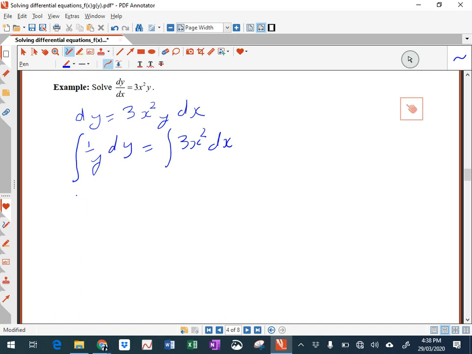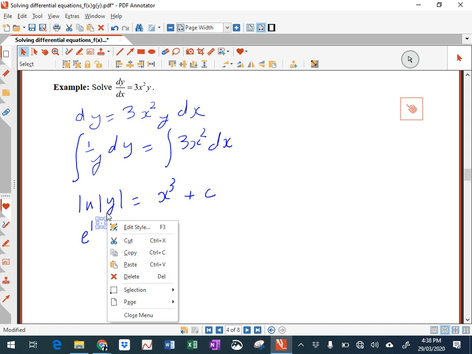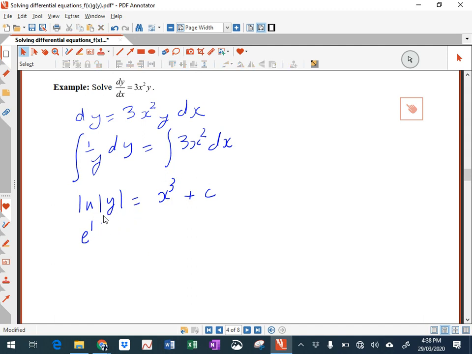Now, that's going to be log of mod y equals x cubed plus c. Now, raise both sides to e. So you're going to have e to the log, e to the log, no, this pen is malfunctioning, very sensitive. I have to go back to my pen.